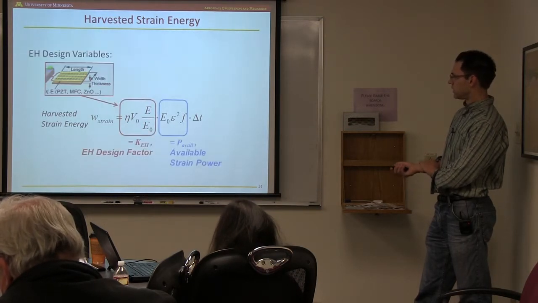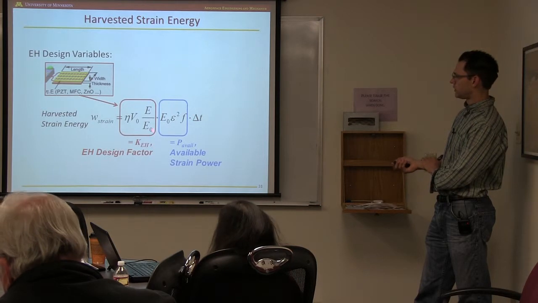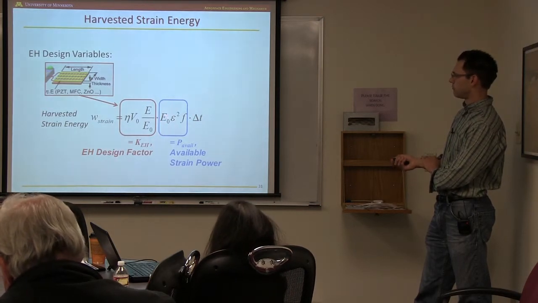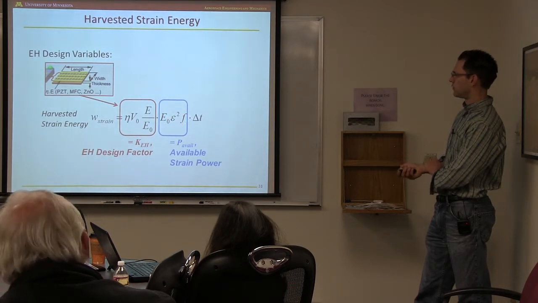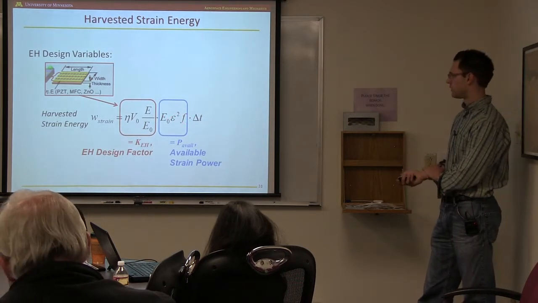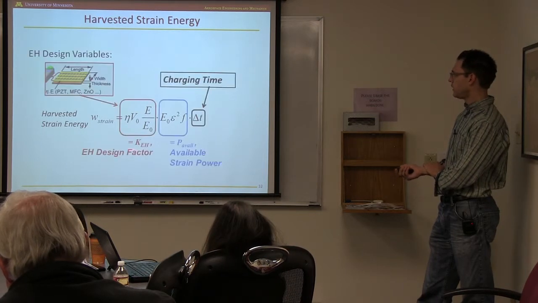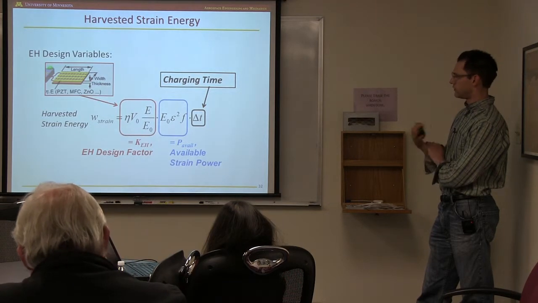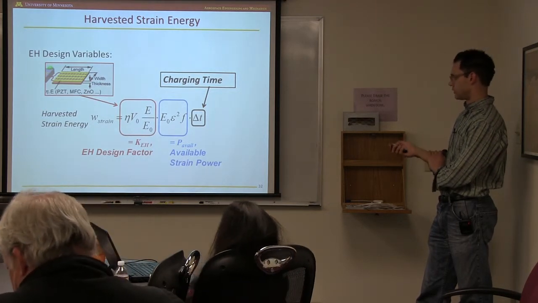The second thing that we need to know is how much energy is actually available on a wind turbine blade to capture. That depends on, again, a constant that we're introducing to make things have the right units. It really depends on the strain amplitude squared and then the frequency of the strain amplitude. So we're going to have to assess that. And then you're going to be able to charge for some amount of time. You're going to generate samples for a certain amount of time. That sets the charging time.